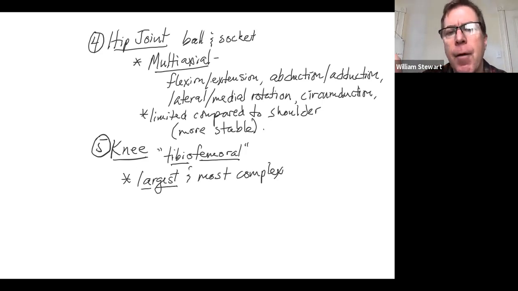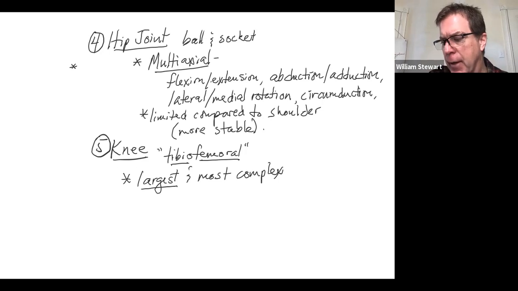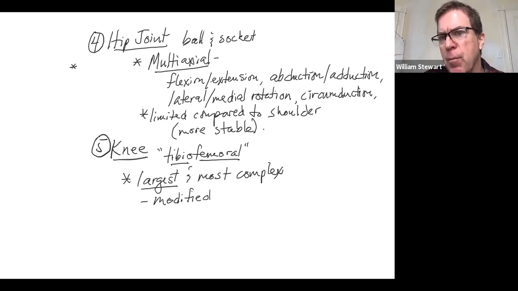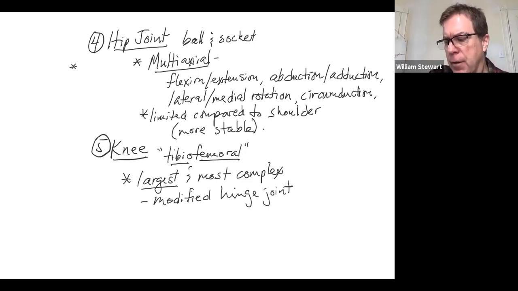Believe it or not, the hip joint is actually smaller than the knee joint in size and in mass. This is considered a modified hinge joint. Most of the movement is uniaxial as a hinge joint, but I'm going to write modified hinge joint. Basically, the knee is made up of 3 joints within a single synovial cavity, and I'll explain what I mean by that.